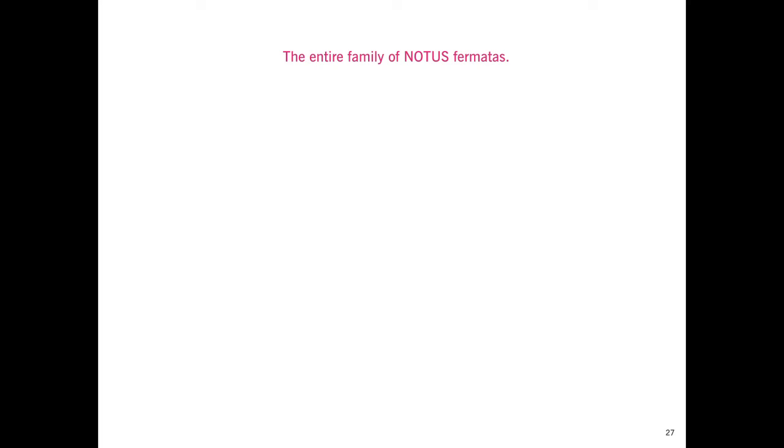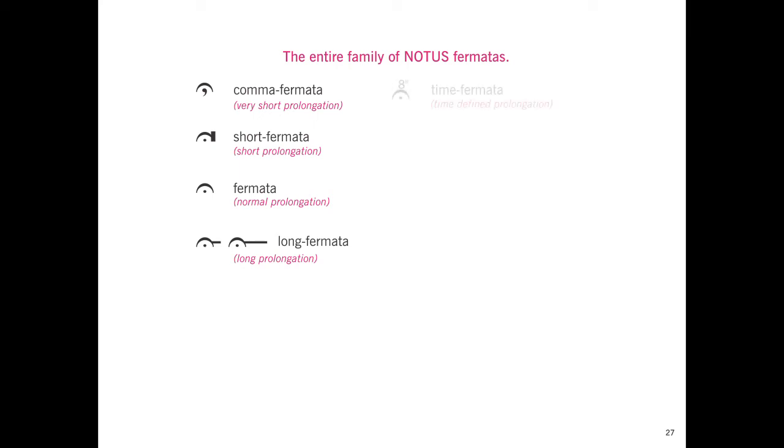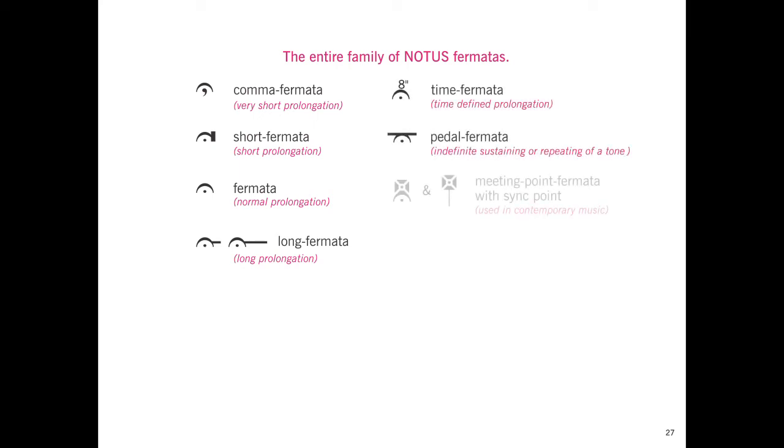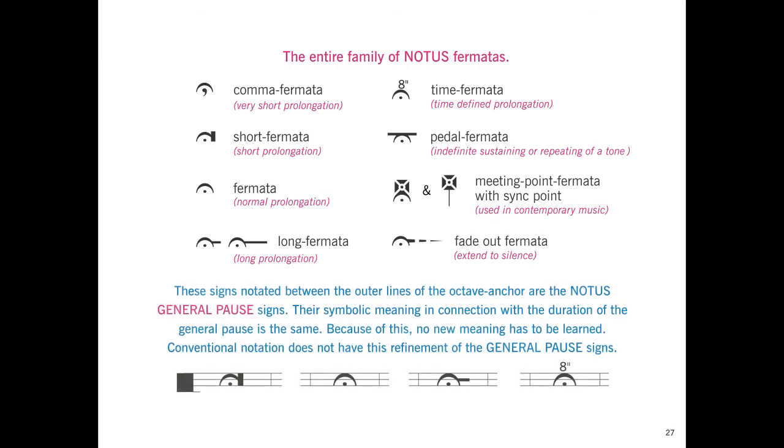Here you see the entire family of Nodus fermatas. The comma fermata. The short fermata. The basic fermata. The long fermata. The time fermata. The pedal fermata. The meeting point fermata with synchronization point. The fade-out fermata. These signs notated between the outer lines of the octave anchor are the Nodus general pause signs.